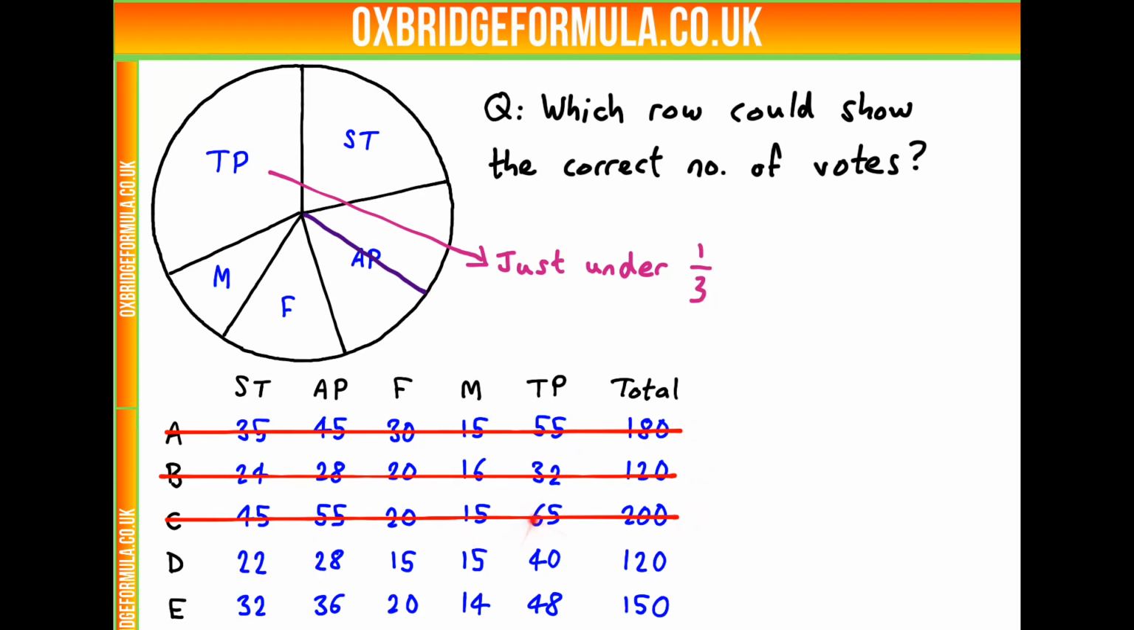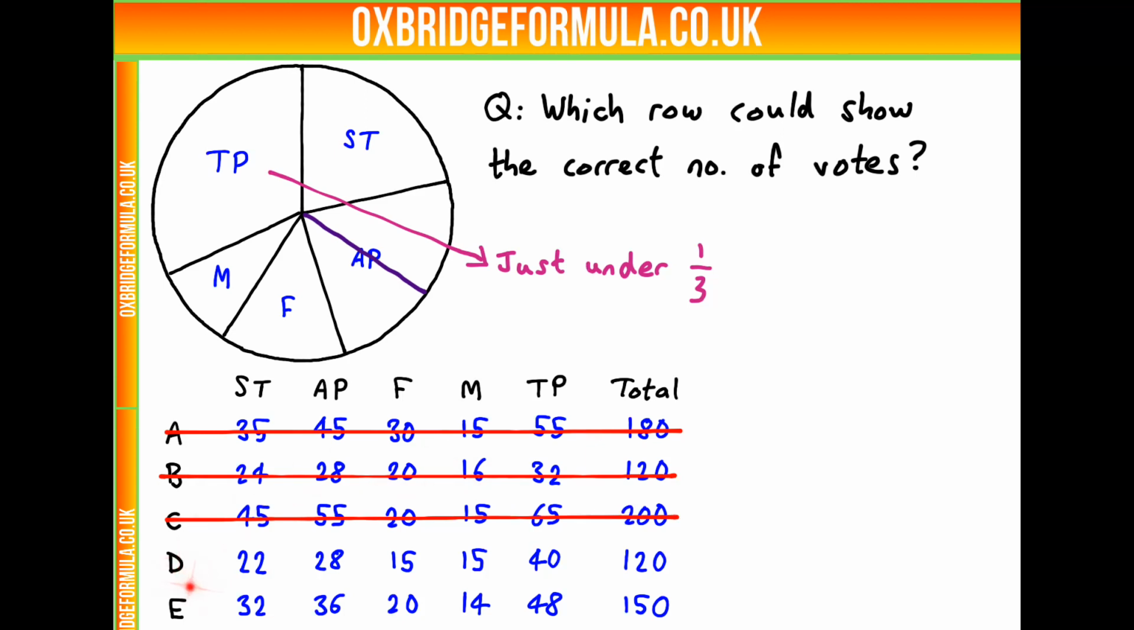So now it's between D and E. So 40 out of 120, we can see is exactly a third. And if we're not too sure if it is just under, or if we've just drawn our diagram maybe slightly inaccurately, let's not get rid of this for now. And let's look at E quickly. So 48 out of 150, well, a third would be 50, and indeed 48 is just under. So it looks like E might be more accurate. Is there anything else we can do to make sure? Because again, there's not much in it.